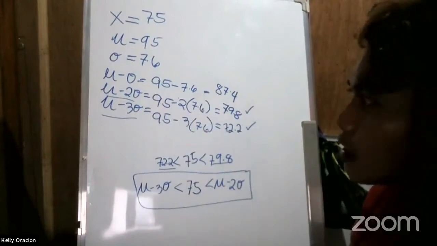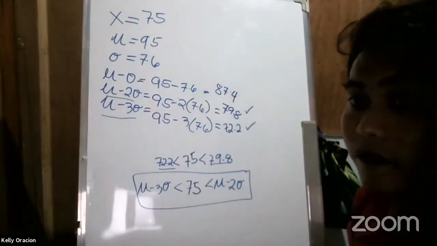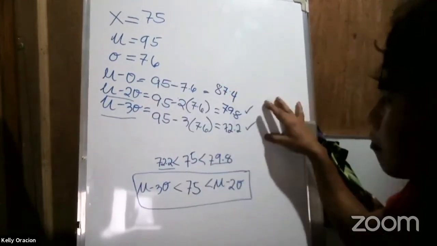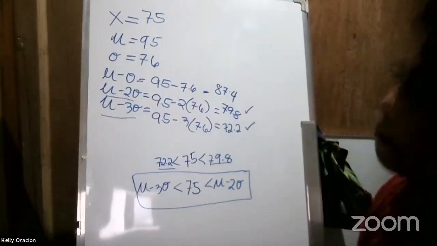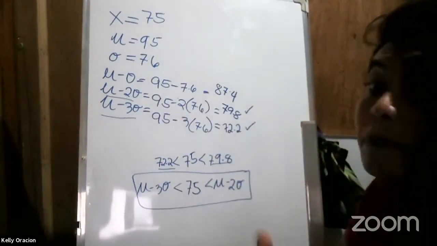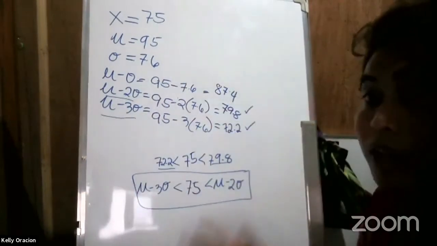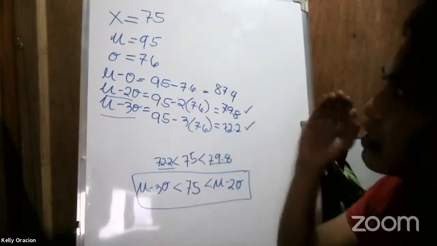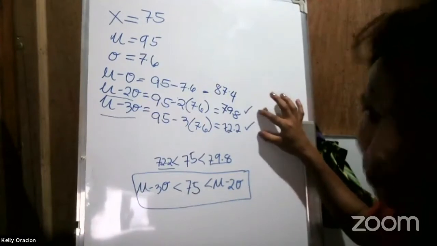Then we substitute the value of our mean, which is 95, and the value of our standard deviation is 7.6, and we solve it. Upon solving, we need to determine also where 75 is found, in between what numbers. And we have found out that 75 is in between 79.8 and 72.2.